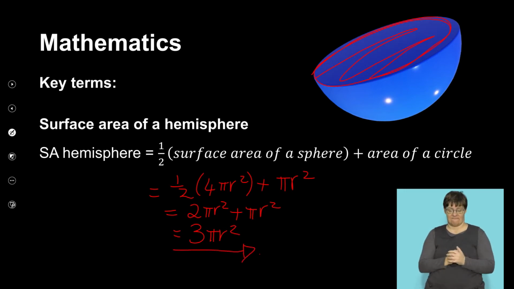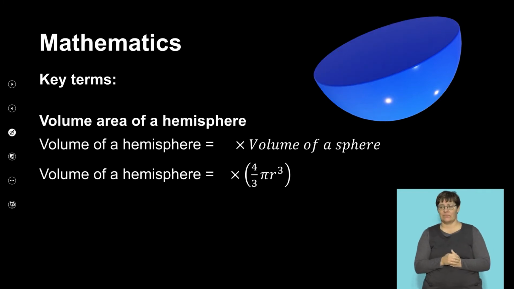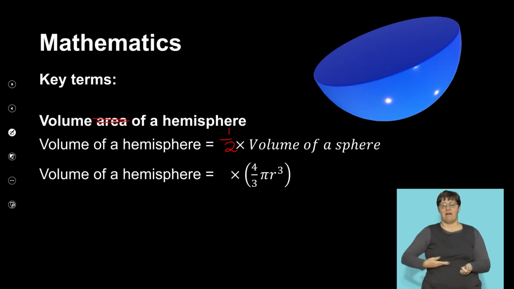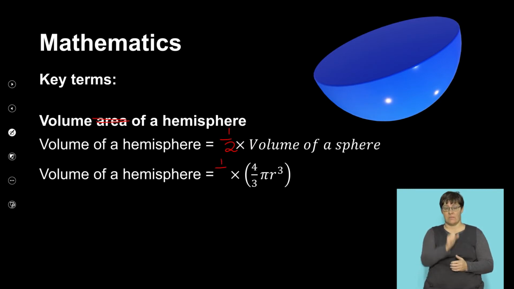Great. Now let us define the volume of a hemisphere. So the volume of a hemisphere is going to be equal to a half times the volume of a sphere. Because if a sphere has a certain capacity, and I'm now taking a hemisphere, that is half of the capacity of the sphere. So it's going to be a half times the volume of a sphere.